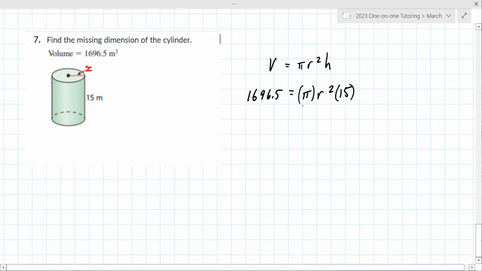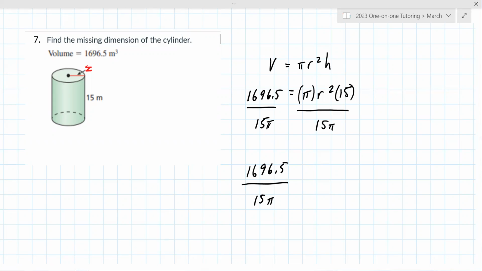So a couple ways to do this. You can divide both sides by 15 pi. Like if you go to that Desmos Scientific, you can show this on the bottom, divided by 15 pi. Now, if you're using a TI-83/84, you've got to be careful with putting this in the bottom there.